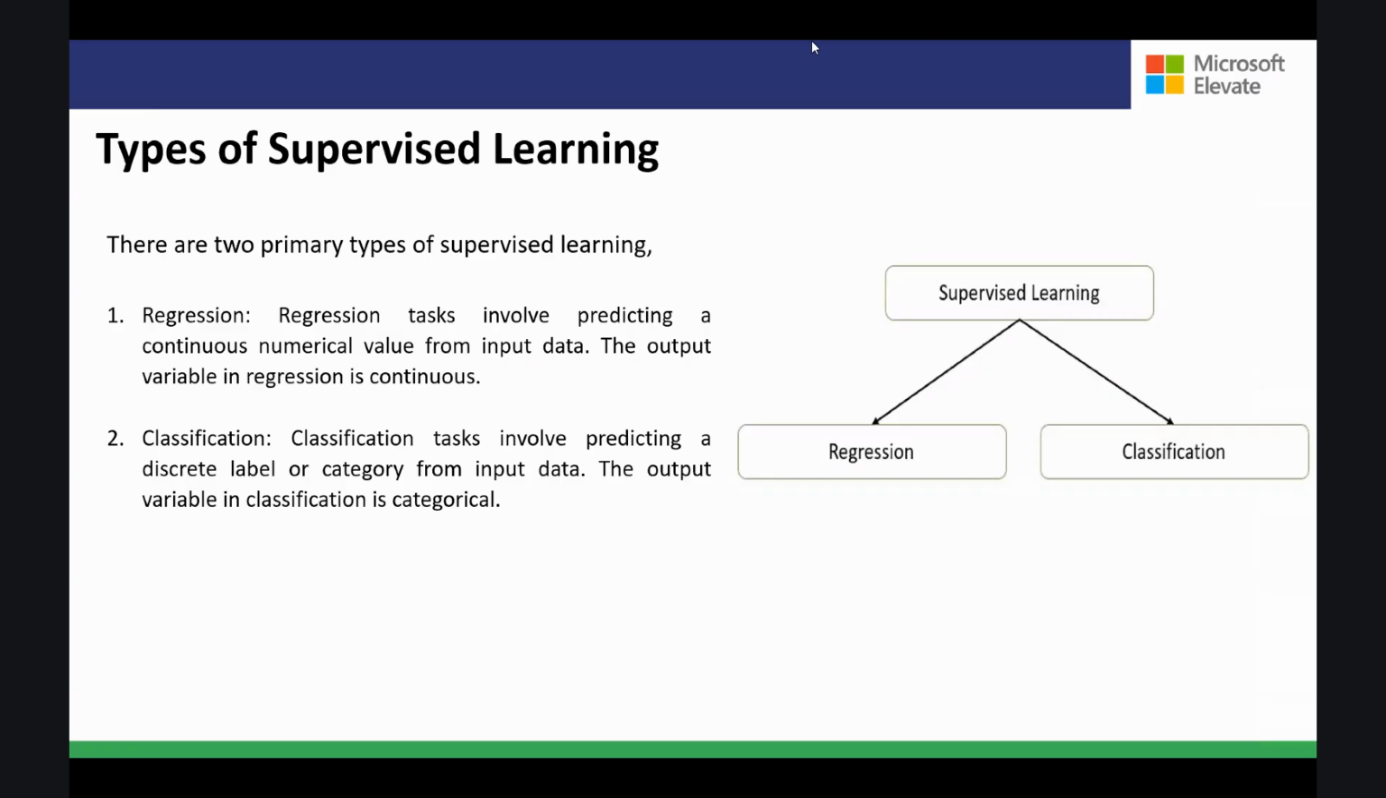Now the types of supervised machine learning. First is regression. Second is classification. Can you guys tell me some examples related to regression and classification? Some real life examples of regression and classification.